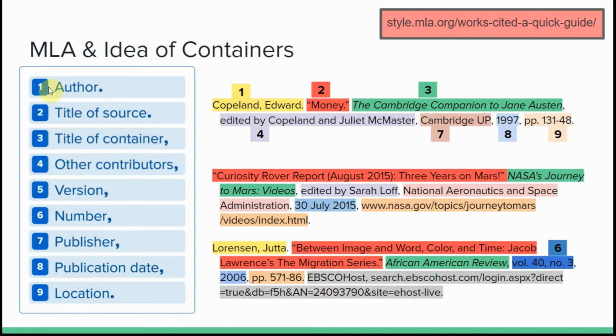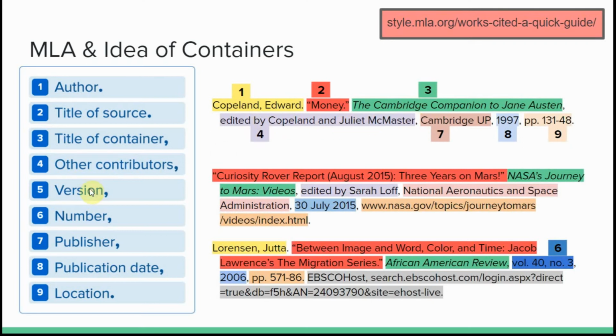So one is the author, and here we have it marked in yellow. So Edward Copeland is the author, followed by the title of the source. Here is a chapter he wrote entitled Money. And the chapter is included in a title of a container, the container which is a book, The Cambridge Companion to Jane Austen. So this is the container. Other contributors, that's often translators, or in this case, editors. So it's edited by Copeland and Juliet McMaster.